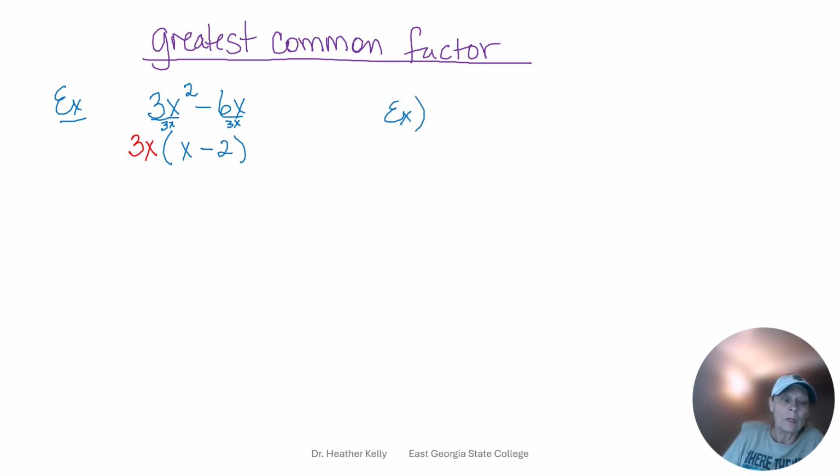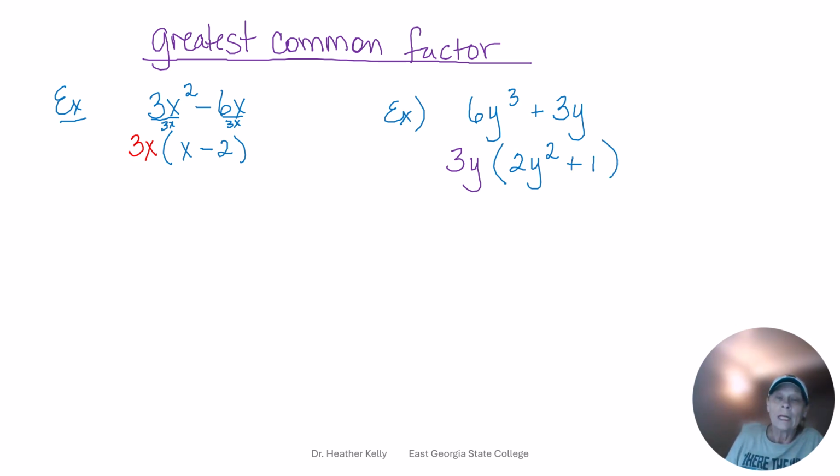Another example here, if we had 6y cubed plus 3y, we can see that we've got a common factor, again, of a 3 and a y. So if we pull 3y out front, if we were to take a 3y from a 6y cubed, we would be left with 2y squared. And if we were to factor a 3y out of a 3y, we would be left with a plus 1. Now, a lot of times people make a mistake here, and they leave this as a 0, and this is not 0.